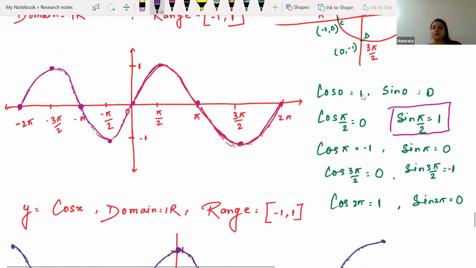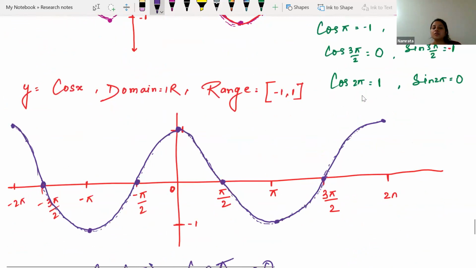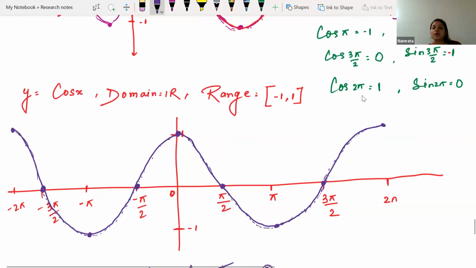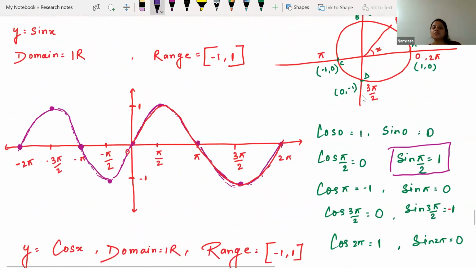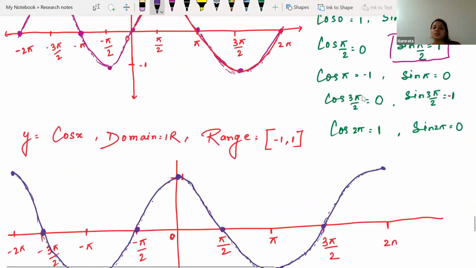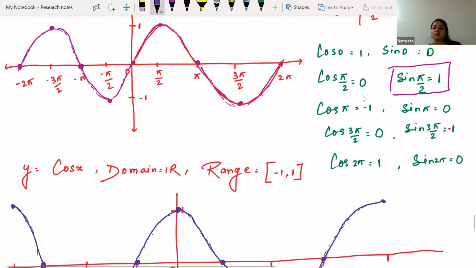Sine 0 is 0, but cos 0 is 1. Both are sinusoidal graphs only. Wave is there. You can see both the waves look the same, but there is a difference. Can you see?